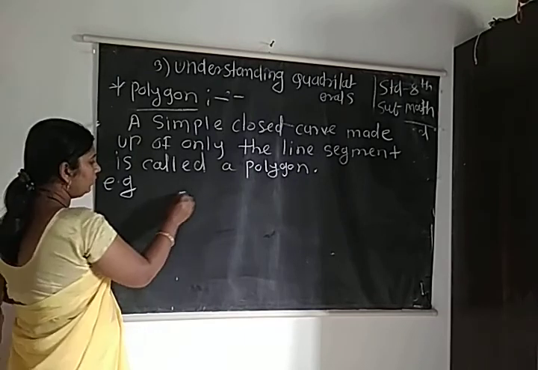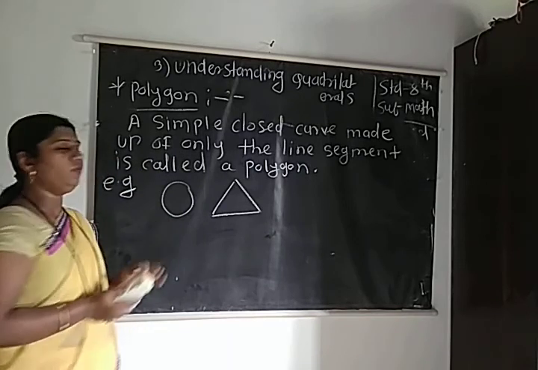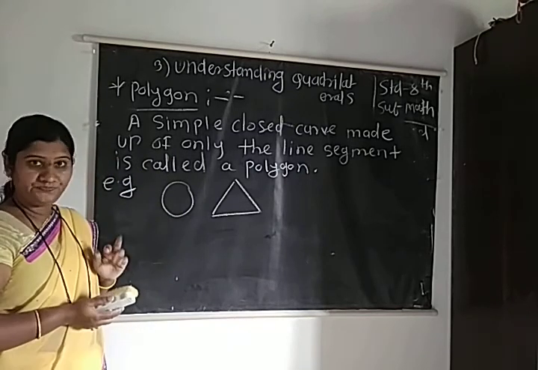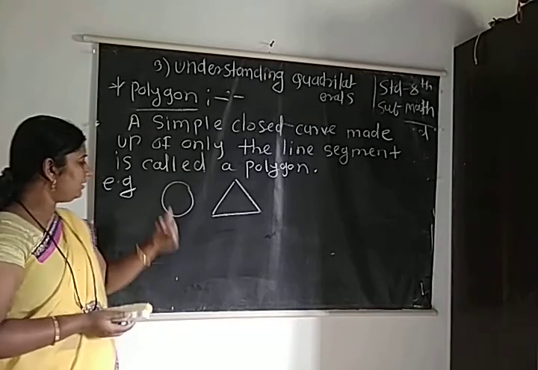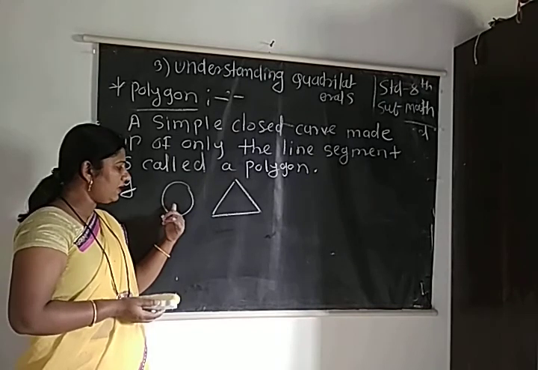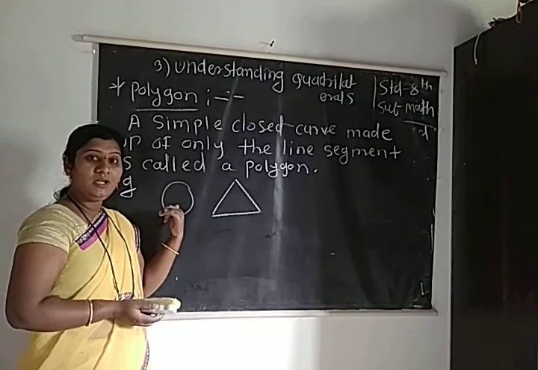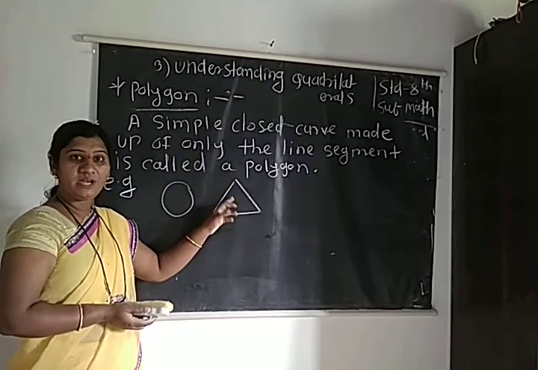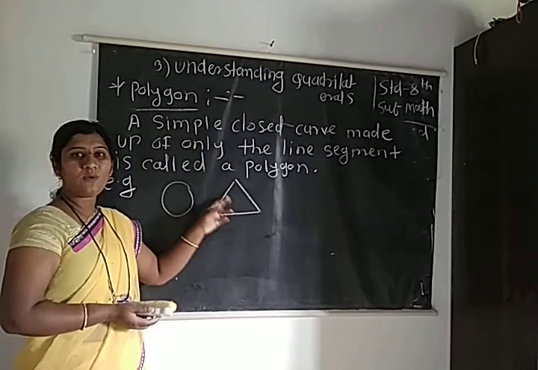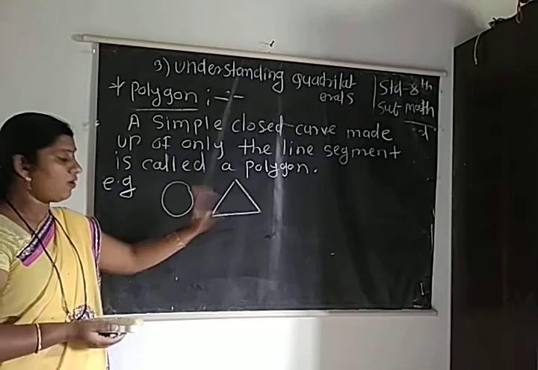For example, this is a figure and this is a figure. So in these two figures, which is a polygon? This is a closed curve and this is also a closed curve. But this is a simple closed curve. This closed curve is a curve shape, and this simple closed curve is made up of line segments. So that's why this is called a polygon.